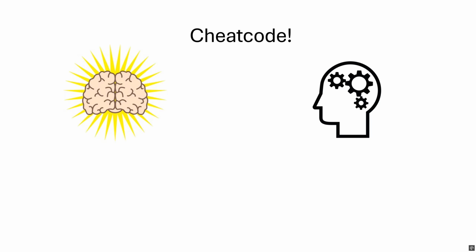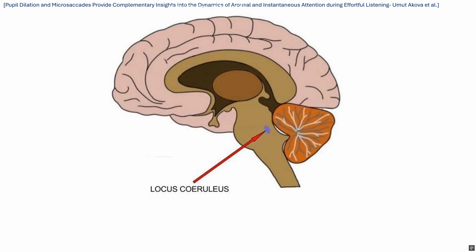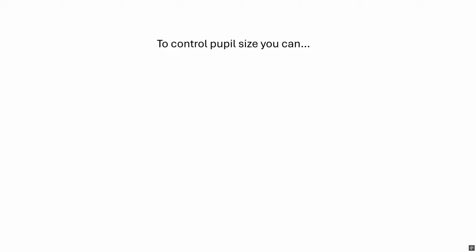However, there is a cheat code. And here's where it gets interesting. Pupil size is not only about light. It also tracks arousal, mental effort, attention, and surprise. A major player here is the locus ceruleus, or LC, a brainstem nucleus that releases norepinephrine widely across the brain. LC activity is strongly linked to pupil dilation in many contexts. So pupil size is often used as an indirect marker of LC-linked arousal.